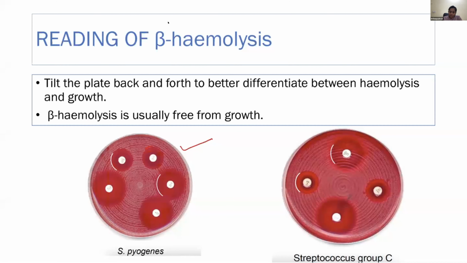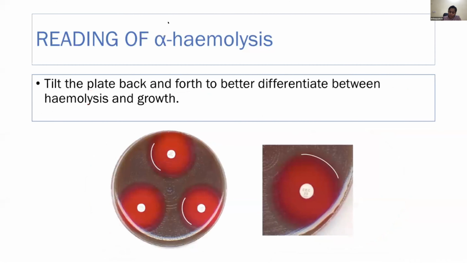The sentence given in EUCAST is: tilt the plate back and forth to better differentiate between hemolysis and growth. And beta hemolysis is usually free from growth. Free from growth, you just take the edge of the growth. The same thing holds good for alpha hemolysis also.